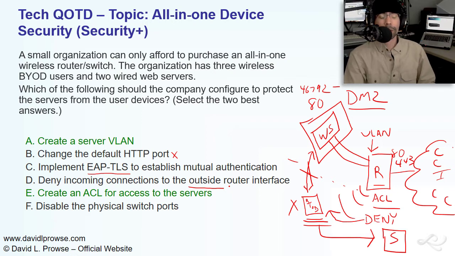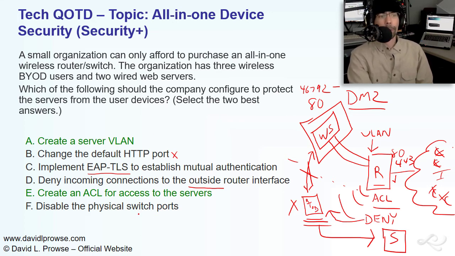And outside is the key here. The outside means here, this is the outside. This is the WAN. This is the internet connection, connecting to the cloud. Well, if you deny incoming connections to that outside router interface, then these customers won't be able to connect to your web servers. So that's just a silly answer right there. We don't want to do that. And plus, it's not going to help with the problem. The BYOD users would still have connectivity to the web server or web servers. So that's no good.